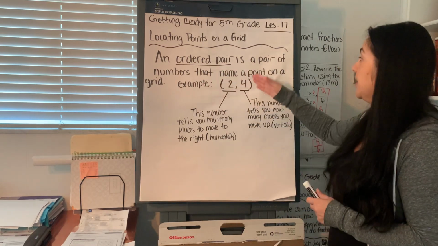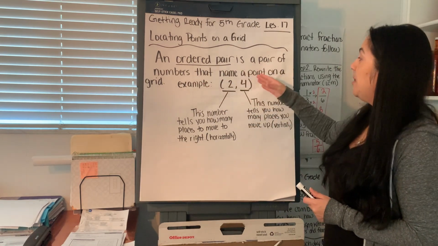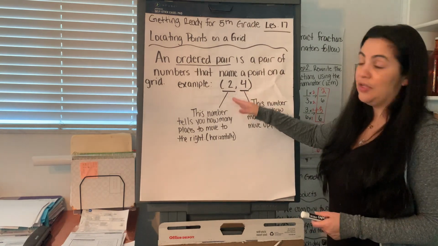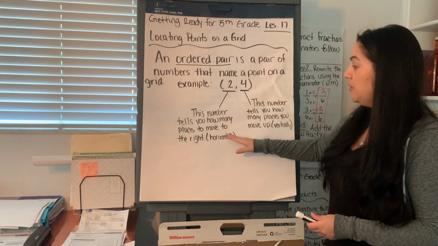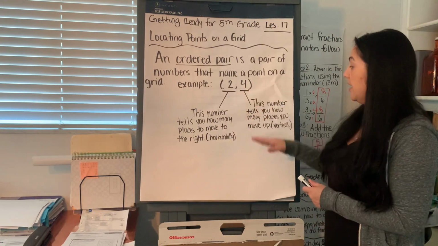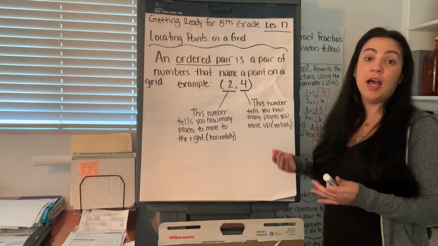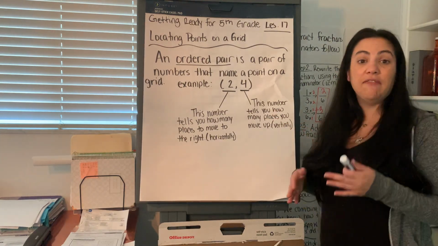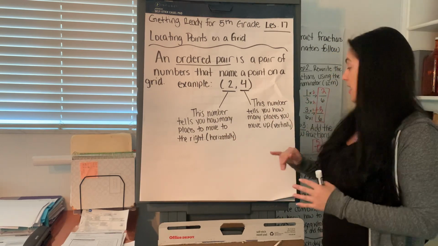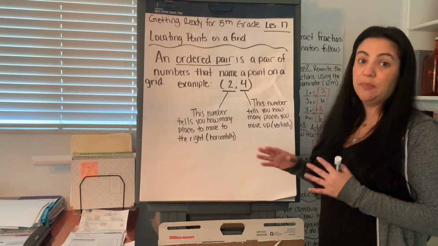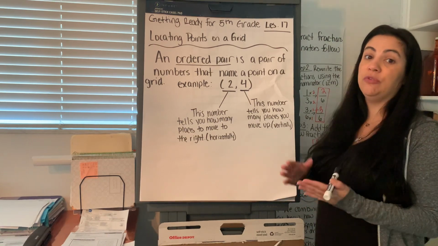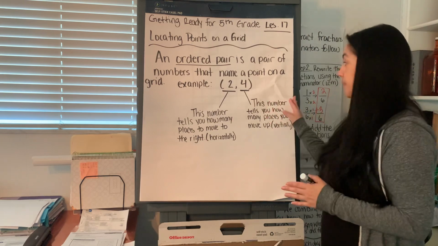An ordered pair is a pair of numbers that name a point on a grid. For example, this is an ordered pair. The first number tells you how many places to move to the right horizontally, and the second number tells you how many places to move up vertically. In 5th grade, you're going to learn how to move right or left horizontally and up or down vertically. But in this video, you're only going to be learning one section of the grid, so you'll only have to learn to move right and up.